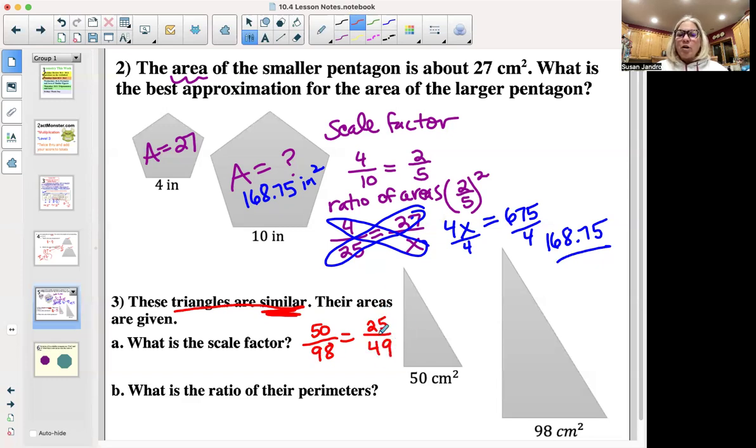And now remember, the scale factor is like the square root of the areas. Because remember, we had to square the scale factor to get to the areas. So we have to take the square root of the areas to get to the scale factor. The square root of 25 over the square root of 49 is 5/7. That's our ratio. What's the ratio of the perimeters? Remember, that's the same. Good.